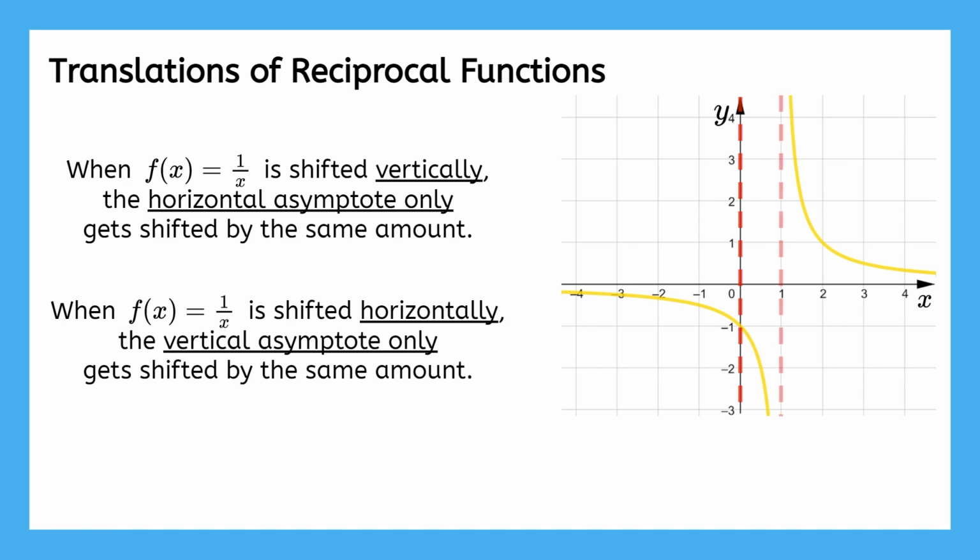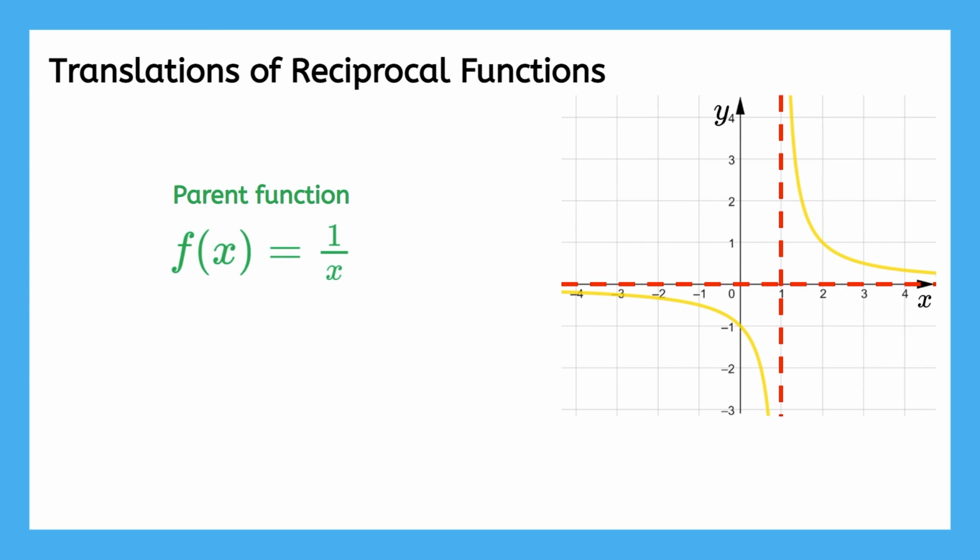Just like the rest of the graph, the vertical asymptote has been shifted 1 unit to the right. And similarly to the vertical asymptote in the last example, the horizontal asymptote stretches infinitely far horizontally, so moving the graph left to right doesn't change that. Now, can you figure out what the equation would be when we move 1 over x 1 unit to the right?